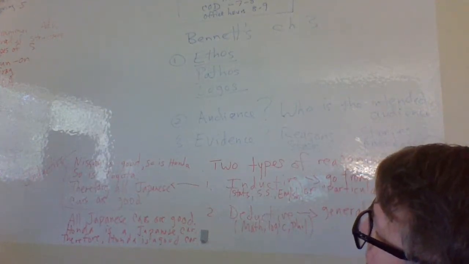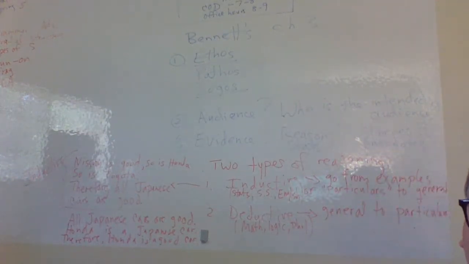Therefore, all Japanese cars are good. So what am I doing there? I'm giving examples of Japanese cars, and then I'm drawing a general conclusion. Okay, so we do this all the time in our papers, reasoning, and that's important, of course.